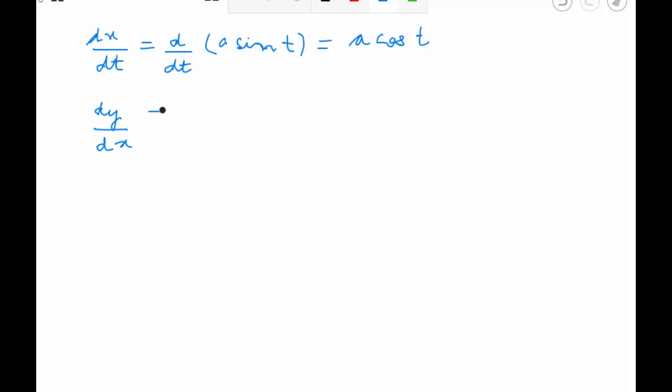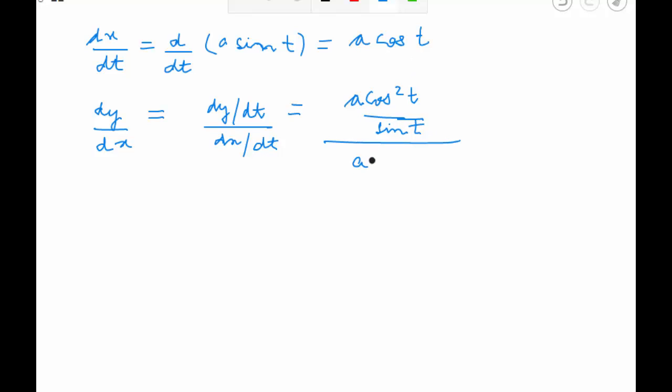So we would get dy/dt upon dx/dt. So dy/dt, as we found, was a cos²t/sin t, divided by the whole a cos t. So this will be equal to: cos and cos cancels, a and a cancels. Cot t.